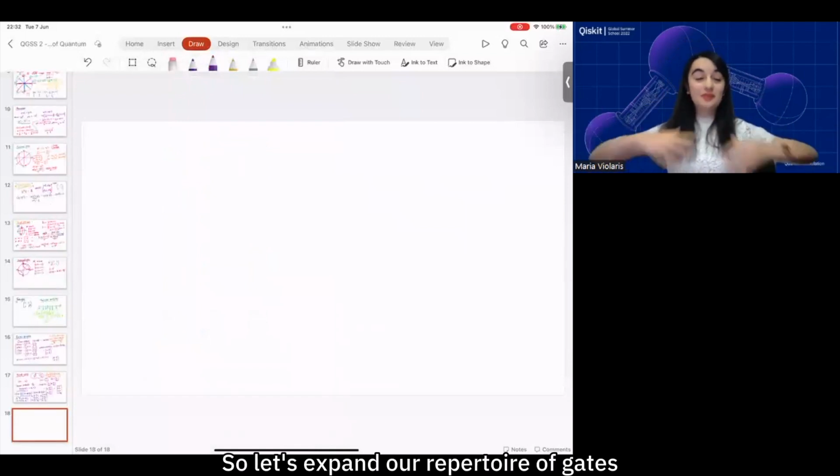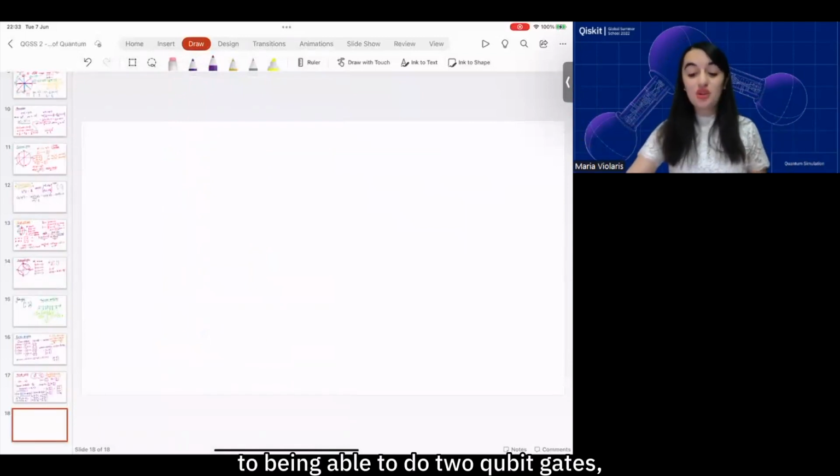So let's expand our repertoire of gates to being able to do 2-qubit gates.